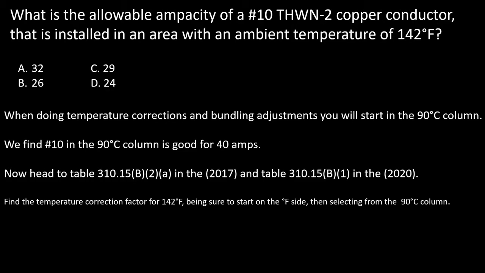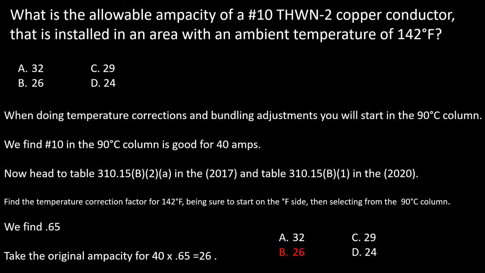We're going to slide down to our new ambient temperature, being sure to start on the Fahrenheit side, which is on the right-hand side of the table, because our degrees are listed in Fahrenheit for our ambient temperature. Then we're going to slide over and tee off with the 90° C column that has the correction factors in it. So we're going to find 0.65 is our correction factor. Now we're going to take our original ampacity, multiply it by 0.65, and that's going to give us a new allowable ampacity of 26 amps. And we select B.